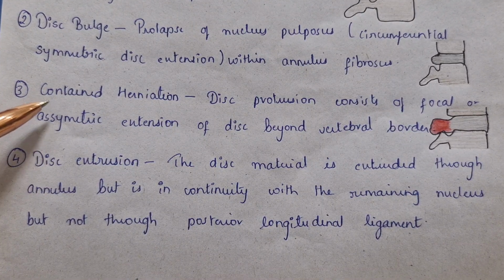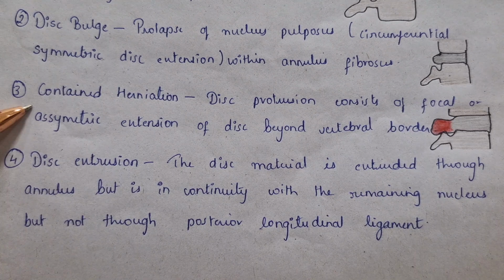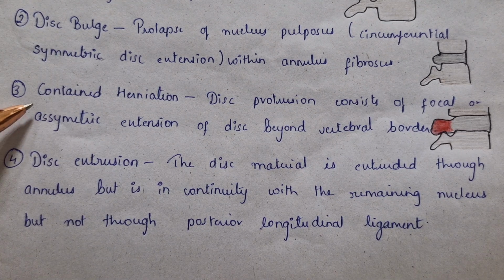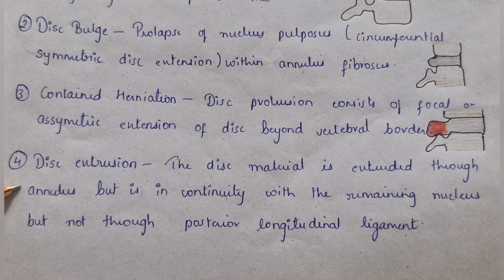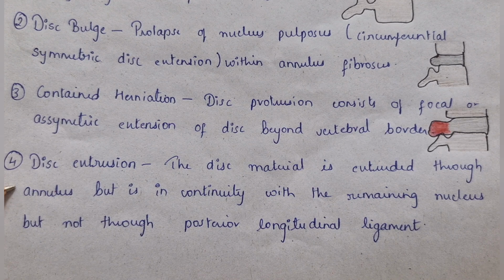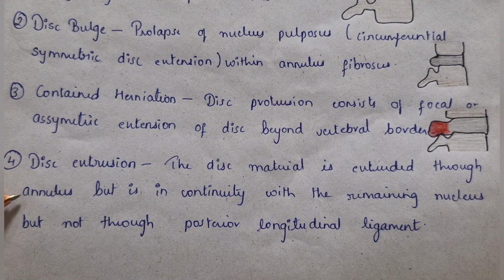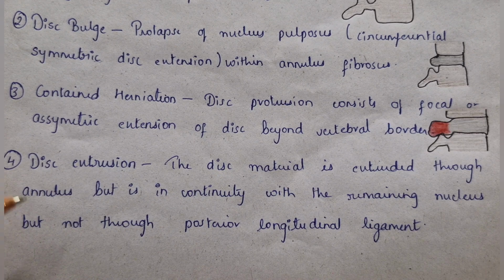The third one is contained herniation, where the disc protrusion consists of focal or asymmetric extension of the disc beyond the vertebral border. The fourth one is disc extrusion, where the disc material is extruded through annulus fibrosus but is in continuity with the remaining nucleus but not through the posterior longitudinal ligament.